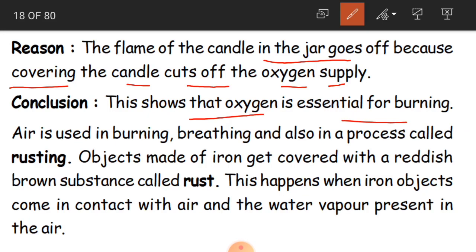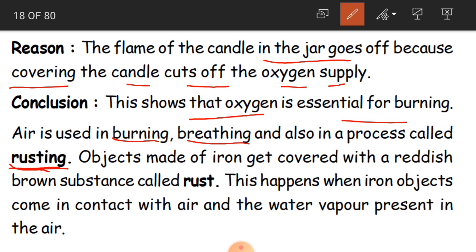Okay children, please try to do this activity under the supervision of your parents or your elder brothers, sisters, whoever is at home. Now air is used in burning, breathing, and also in a process called rusting. We learnt about burning, we learnt about breathing, and that air is very important for these two. But not only this, air is also used in one more process, that is rusting.